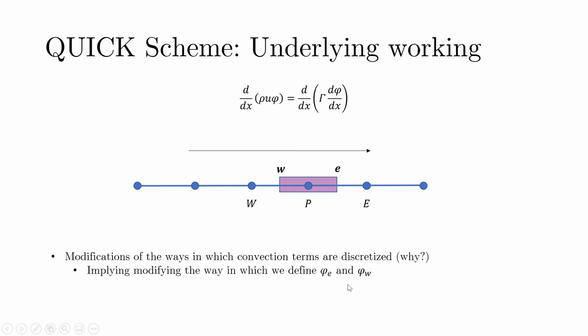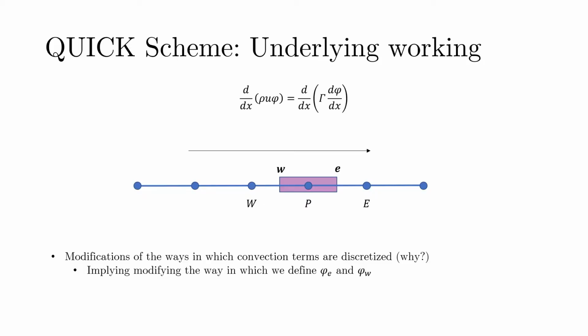So recall that in central differencing, this phi e, phi at small e, was the average of phi at capital P plus phi at capital E. In the upwind scheme, it was simply the value at the upstream node, and in the QUICK scheme we would do something different. We are trying to see what we can do differently in order to retain a lot of properties that were exhibited by the upwind scheme, and we can get a boost in the accuracy. So let us see how the QUICK scheme handles that.